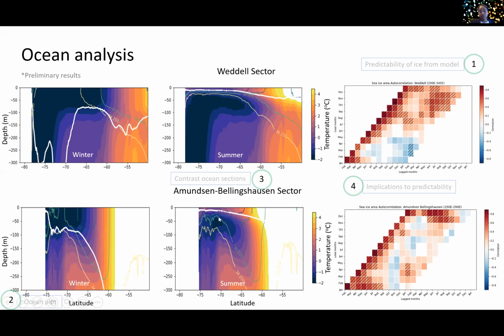Whereas for the Amundsen-Bellingshausen sector, although the model mixed layer shows a shallow depth stratification, it is in fact showing persistence during summer. When you don't have a strong stratification, the deeper layers interact with the surface ocean property anomalies, leading to a persistent signal. So that kind of sums up the ocean analysis.